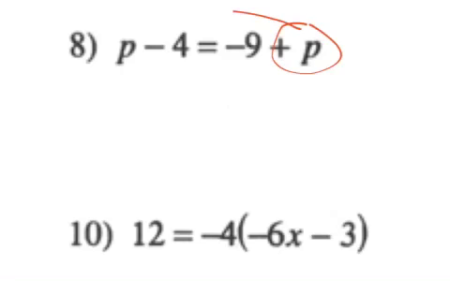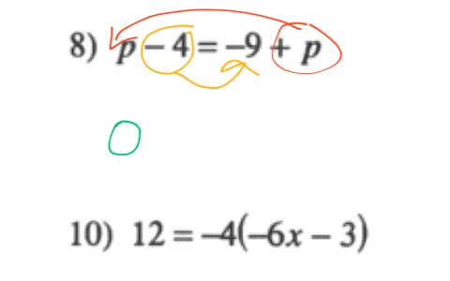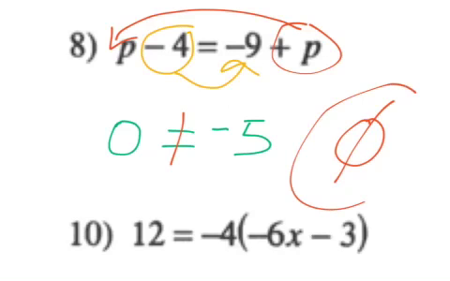Positive p over here, negative 4 over there. We get p minus p, which is 0, and a negative 9 plus 4 makes a negative 5. That is not a true statement. Here's my other no solution.